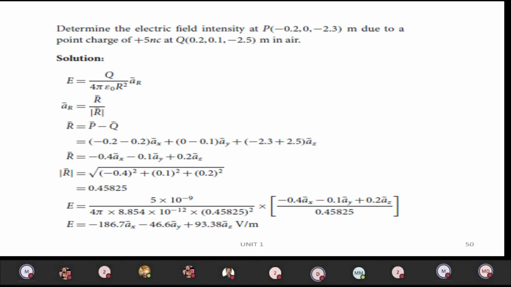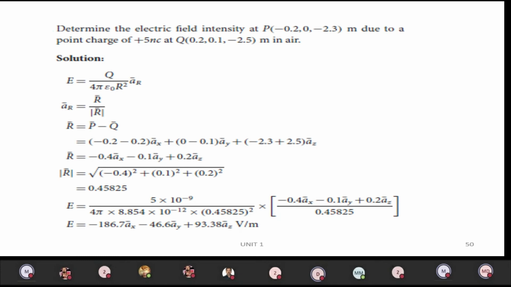Modulus of R vector we have to take. That's what I told you. Modulus of R vector equal to root of minus 0.4 square plus 0.1 square plus 0.2 square. That is what you will be getting as modulus of R vector.